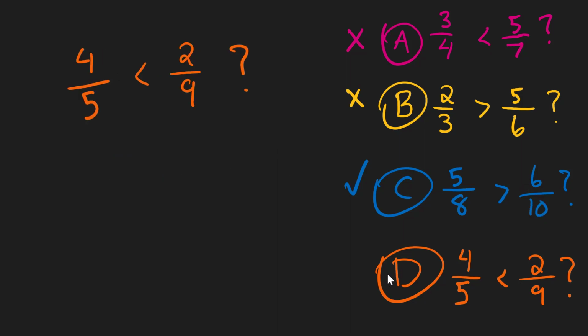And then just for funsies, we can do part D to evaluate whether this inequality is true. So is 4/5 less than 2/9? Well, let's plug into our calculator 4 divided by 5, and we get 0.8. And then 2 divided by 9, we get 0.2 repeated. And so is 0.8 less than 0.2 repeated? No, it is not, and so part D is not true. This inequality is not true. C is the only inequality that is true. C is the correct answer.